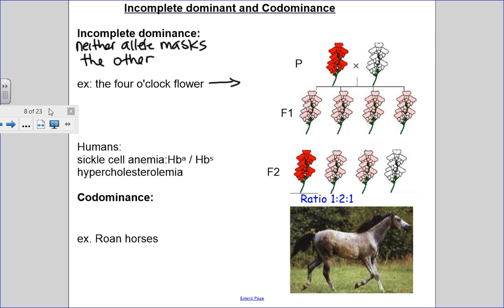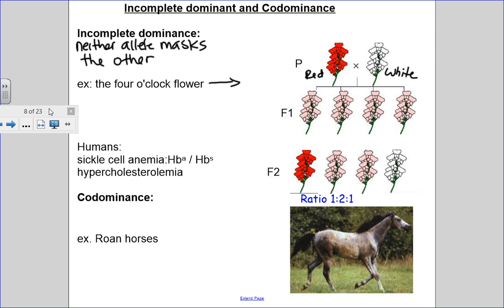In the four o'clock flower, you could start with two parents, one red one and one white one. And in the F1 generation, instead of getting all red or all white, which is what Mendel was seeing, only one characteristic would show up, he was getting all pink. It was like the two alleles mixed together. You didn't see all red, you didn't see all white, you saw a combination of both of them.